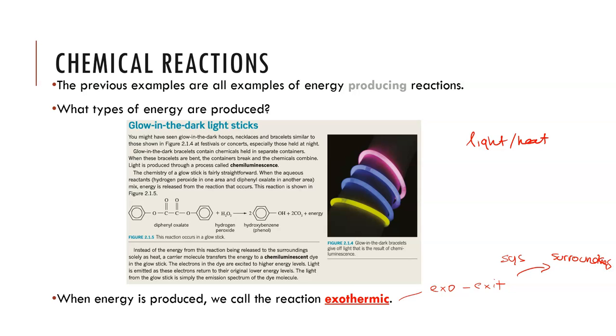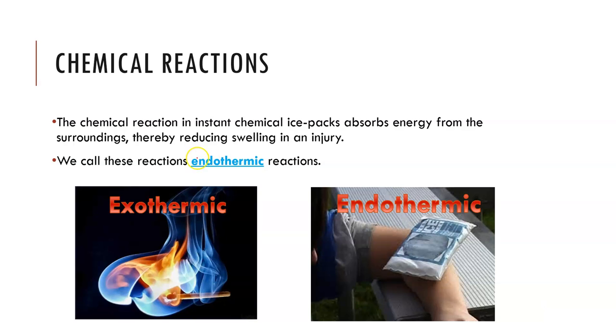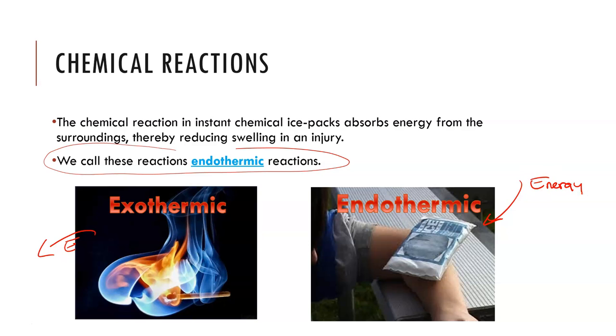Whereas when we have a reaction that gets colder or absorbs energy, that is where energy from the surroundings goes into the system. And we refer to that as an endothermic reaction. And this is the type of reaction that we see in chemical ice packs. So in exothermic reactions, we have energy coming out into the surroundings. In endothermic reactions, the energy moves in, and this is to the system. And this is critical when we start to look at these in more detail.